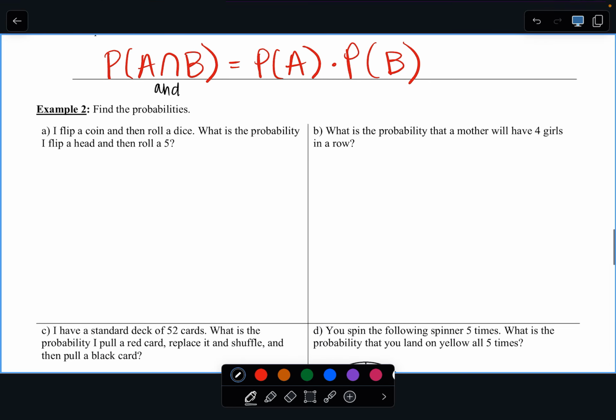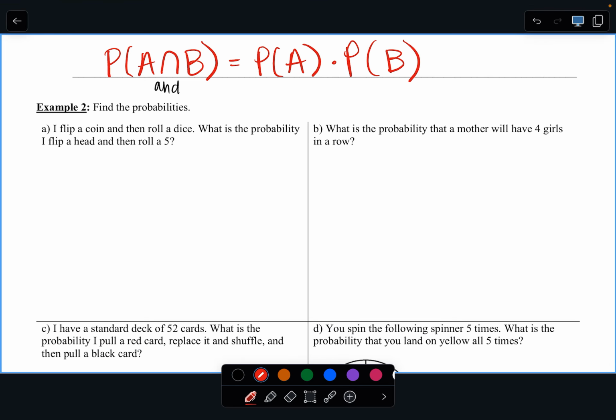So in the case of our coin, what is the probability I flip a head and roll a 5? We're going to assume this is a 6-sided die. So I'm going to do the probability of a head and a 5. If I have a 2-sided coin, that is a 1 out of 2 chance of getting a head. If I have a 6-sided die, that's a 1 out of 6 chance of getting a 5.